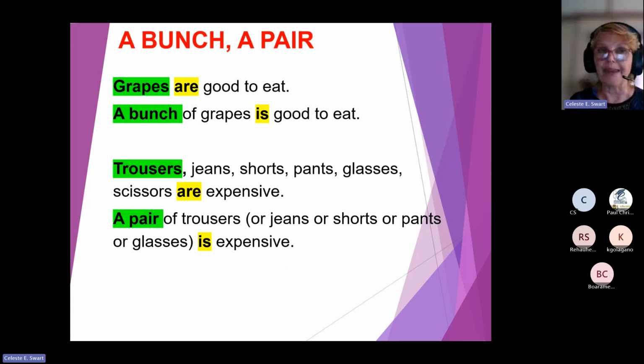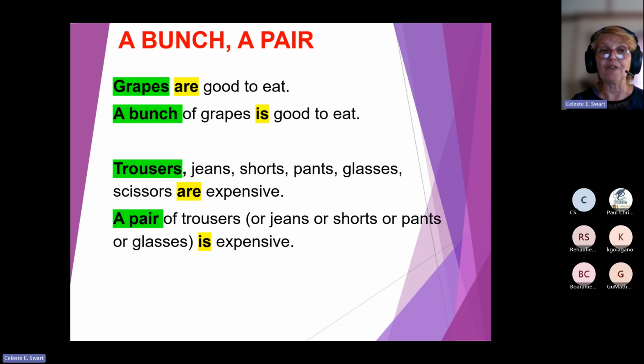When you look at a bunch or a pair, think of grapes. You say grapes are good to eat because there are lots of little grapes there that you can take. But if we speak of a bunch of grapes, it's only one. It's just one bunch. It is good to eat. We think of trousers, we think of glasses, scissors are expensive. But when we speak of a pair of trousers, a pair of scissors is expensive. So there's that little bit of a difference there. And you're so fortunate because you're saying a pair of trousers, and that tells you: a pair is, trousers are.